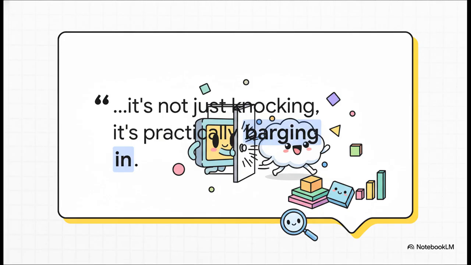And let's be honest, AI isn't some quiet visitor anymore. I love this quote. It says, "It's not just knocking, it's practically barging in." So really the question isn't if we're going to use it, it's how. And to figure that out, we first have to understand what we're dealing with. So let's break down the three key types you really need to know.